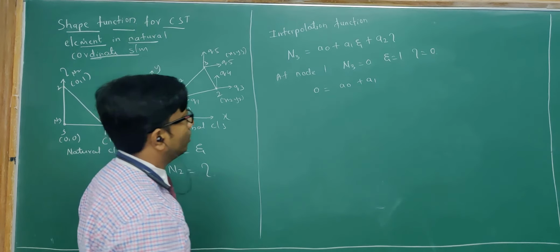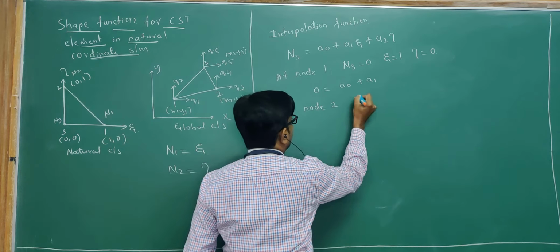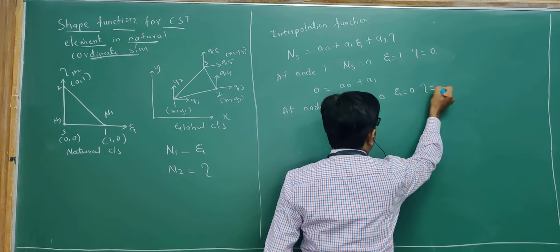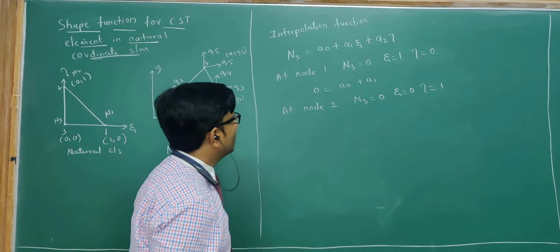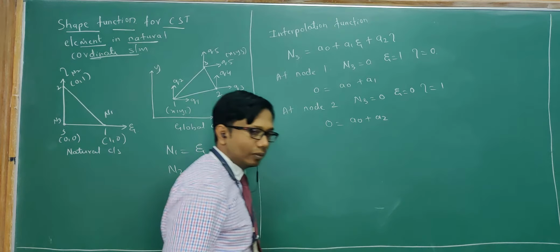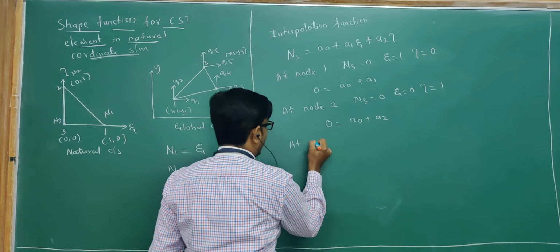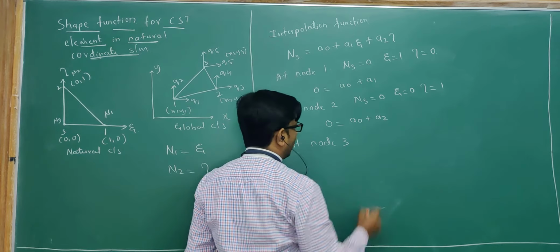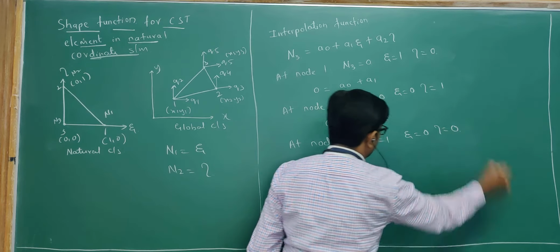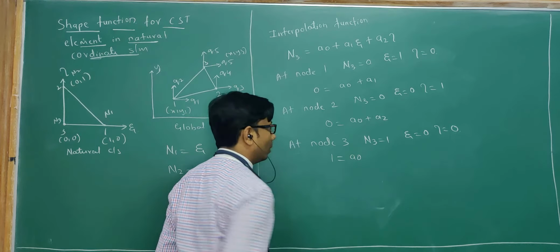Just check it out. At node 2, n3 is equal to 0, where zeta is equal to 0 and eta is equal to 1. So if I do that, what happens? 0 is equal to a0 plus a2. So next at node 3, n3 is equal to 1, where zeta is equal to 0 and eta is equal to 0. So what happens? 1 is equal to a0.